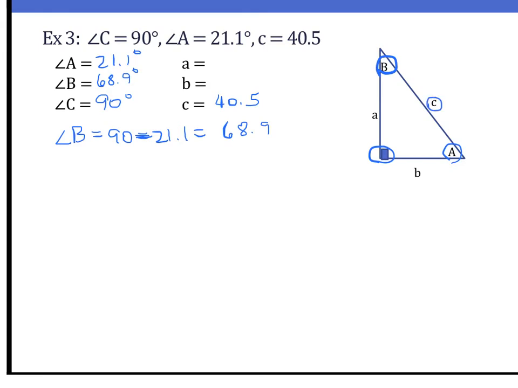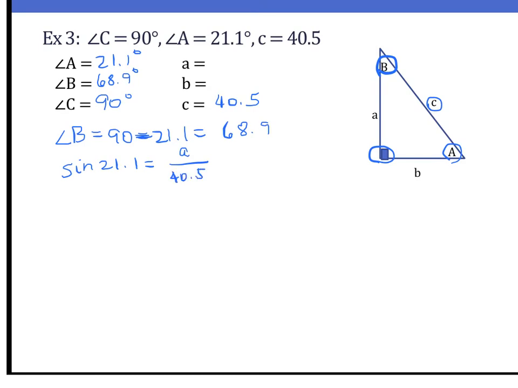So the fact that I know the hypotenuse makes me think that I'm going to use sine and cosine. So I need to find side A. And I know angle A, so I'm going to use angle A. Side A is opposite angle A, so that says to me we're going to use the sine. So it'll be sine of 21.1 equals our opposite over our hypotenuse, and hypotenuse is 40.5.